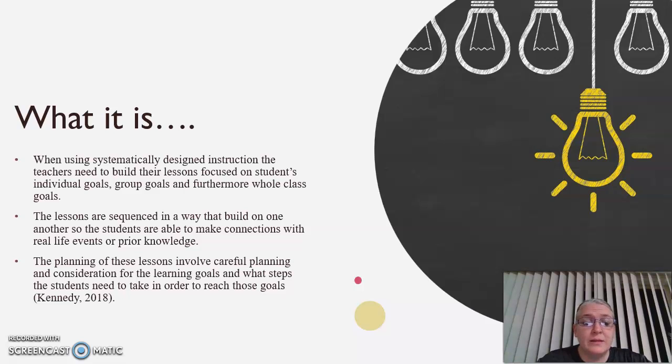The planning of these lessons involves careful planning and consideration for the learning goals and what steps the students need to take in order to reach those goals. So seeing where there's gaps and what needs to happen to fill the gaps and to continue moving forward.